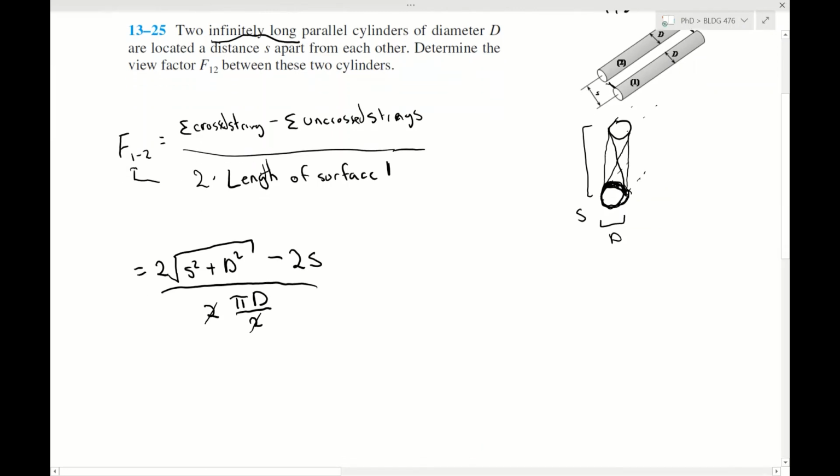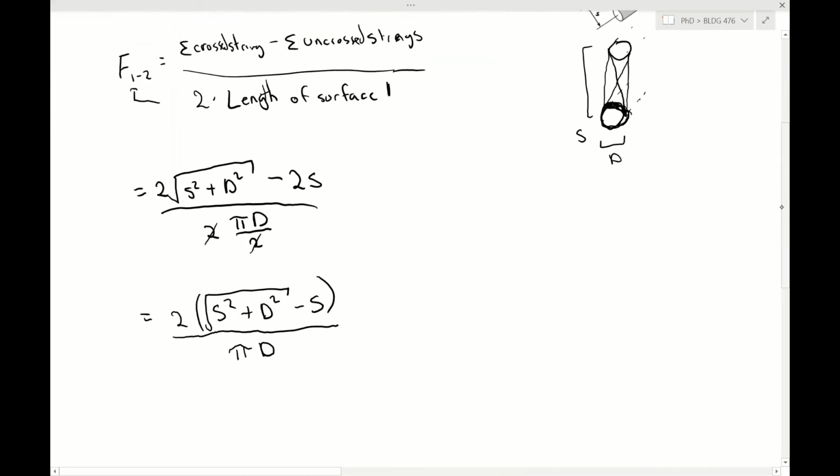So simplified down slightly, our final answer will be, we're going to factor out the 2 on the top, 2 times the square root of s squared plus d squared minus s, divided by pi d. And that's all there is to it. So it's a very elegant method, but only for a fairly limited use type. Okay.